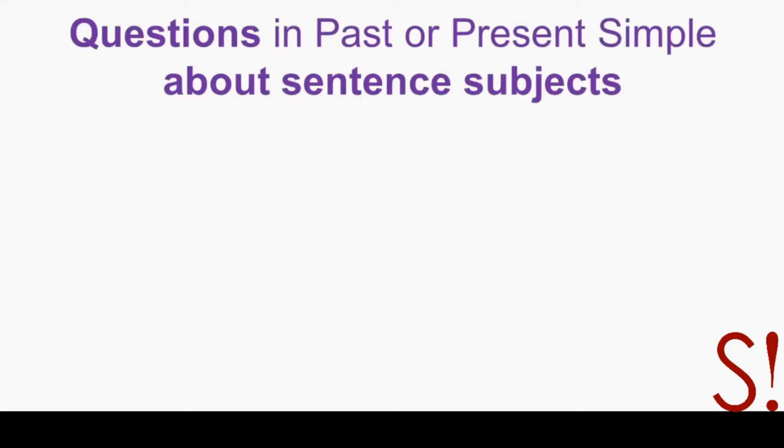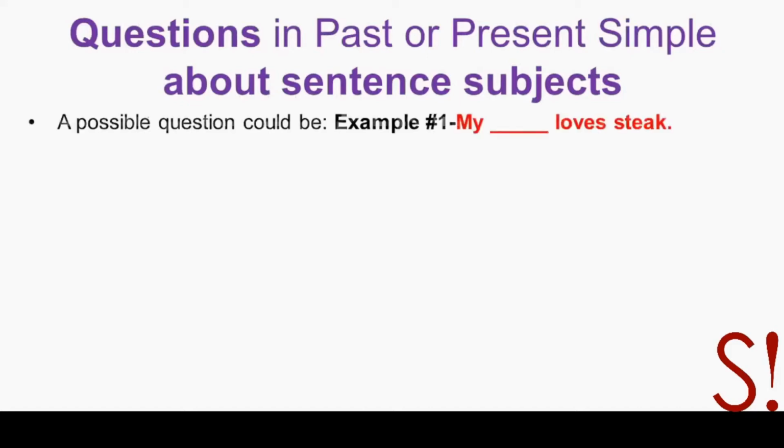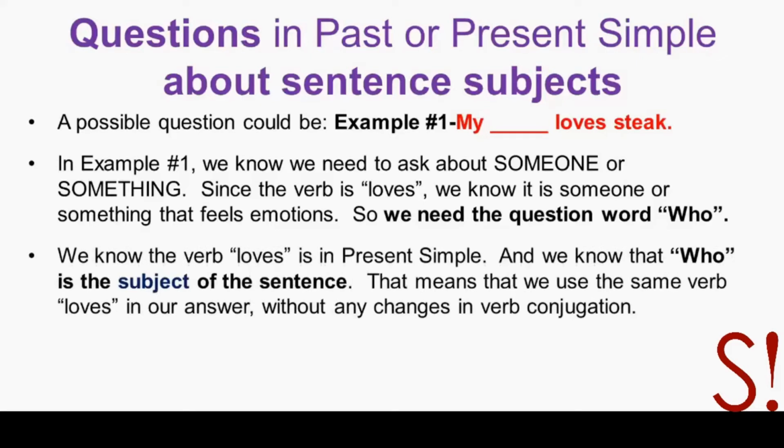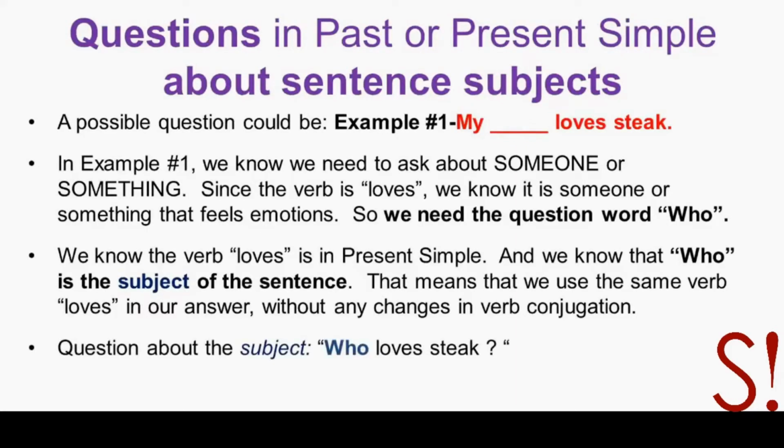Questions in past or present simple about sentence subjects. A possible question could be, example number one, my blank loves steak. In example number one, we know we need to ask about someone or something. Since the verb is loves, we know it is someone or something that feels emotions, so we need the question word who. We know the verb loves is in present simple, and we know that who is the subject of the sentence. That means that we use the same verb loves in our answer without any changes in verb conjugation. Question about the subject. Who loves steak? Answer, my dog loves steak.